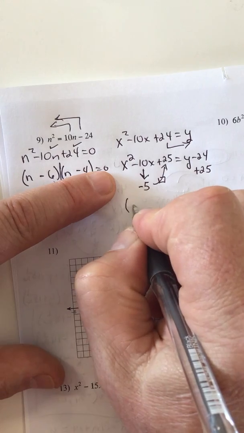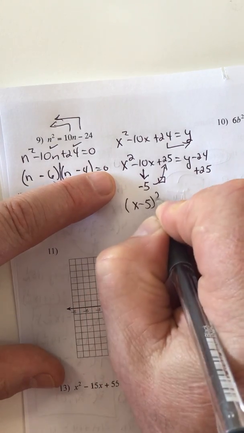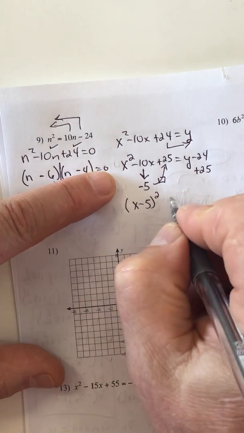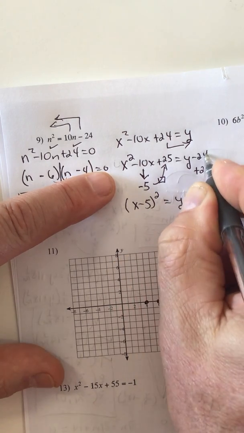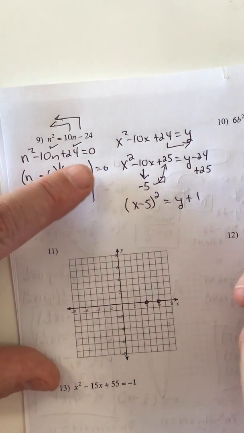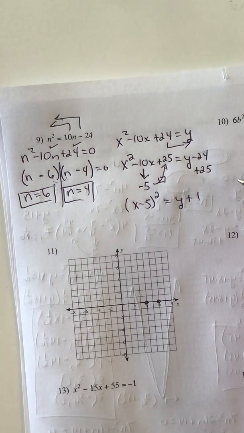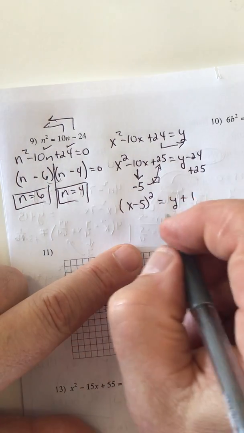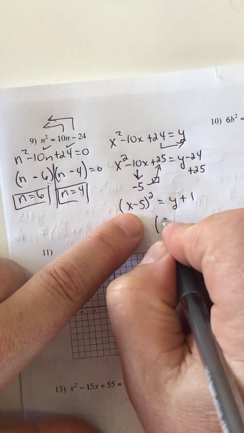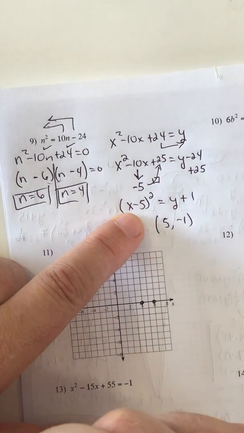Okay, so here's the perfect square. X minus 5 all squared. That's why we write it down, because that's the answer. Equals y, negative 24 plus 25 is 1. So now the multiplier is a 1 every place, so over 1, up 1 actually is the next point. So here's the vertex, 5, negative 1.